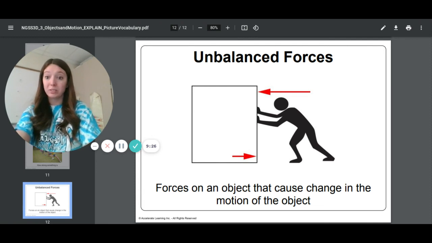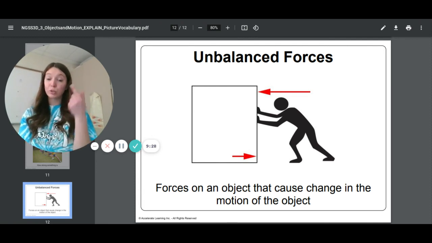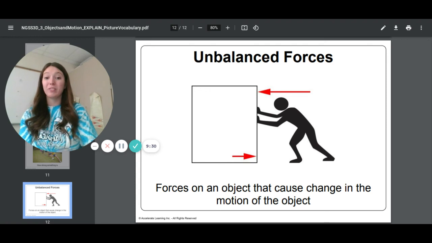Unbalanced force. We're going to really focus on forces, balanced forces, and unbalanced forces this unit. So if they're a little bit confusing to you right now, that's okay. We'll practice them a lot more this whole unit.